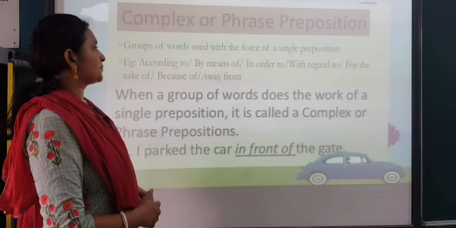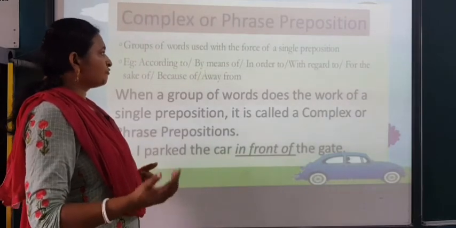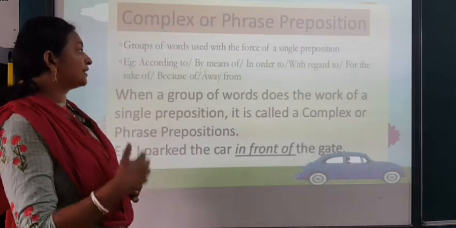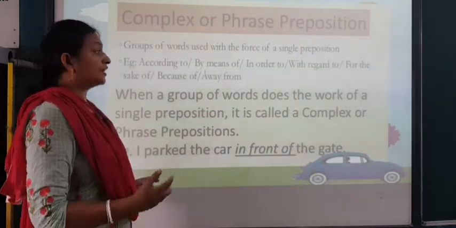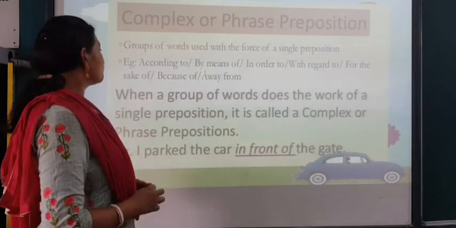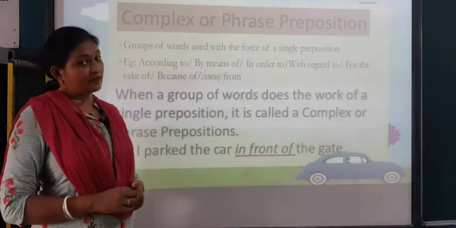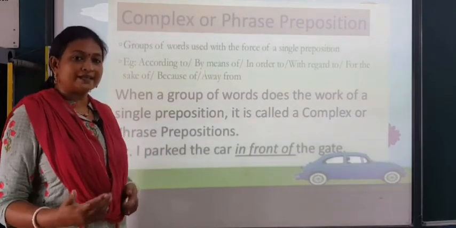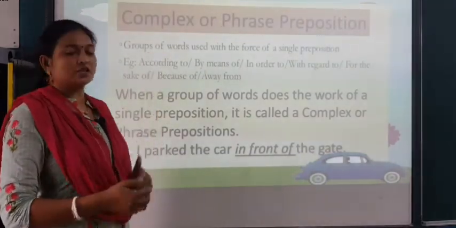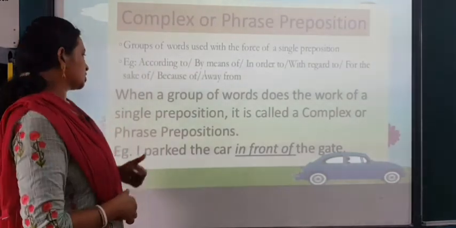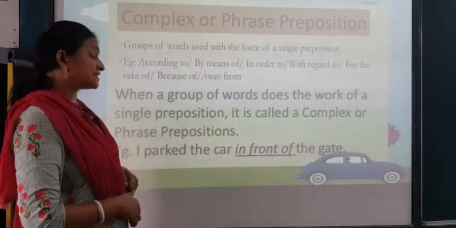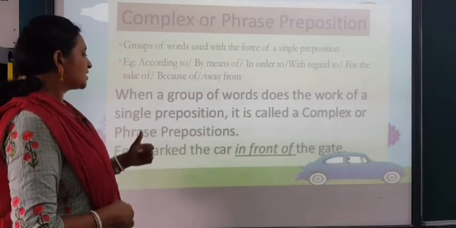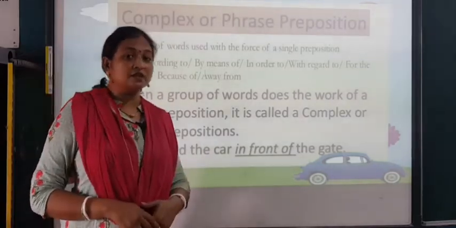Complex or phrase preposition: a group of words used with the force of a single preposition. For example, according to, by means of, in order to, with regard to, for the sake of, because of, away from. So these are all phrases. When you have two to three words together, we call it a phrase. So the phrases are actually the complex prepositions. When a group of words does the work of a single preposition, it is called a complex or phrase preposition. I parked the car in front of the gate.